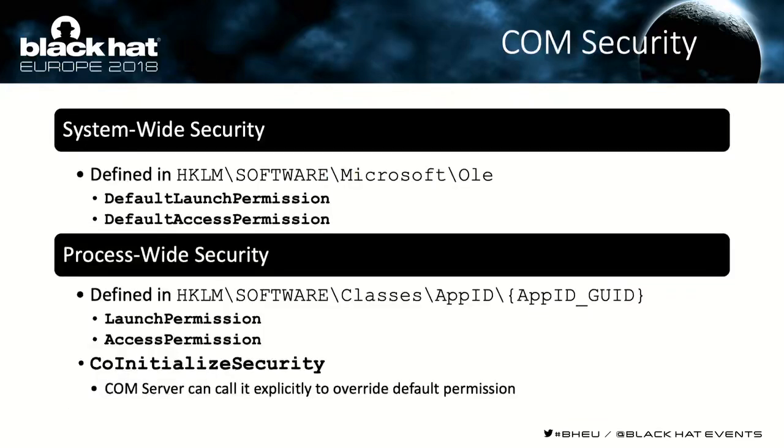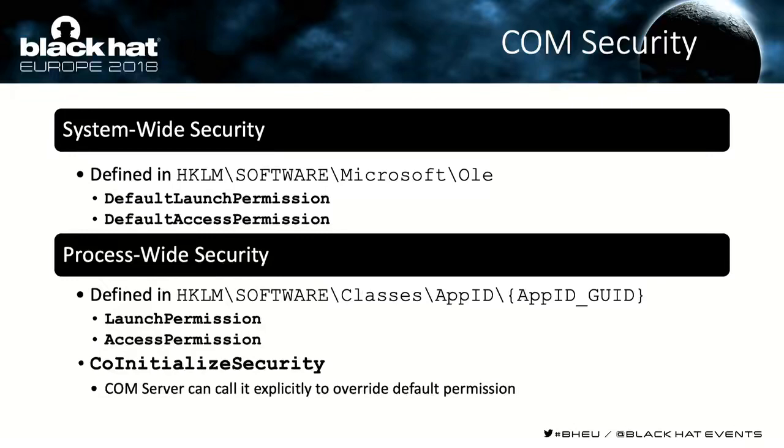COM has defined multiple security settings in the registry. System-wide security settings control the default launch and access permission and the core-level security capabilities for COM servers. Process-wide security settings are supplied by the COM server at runtime.